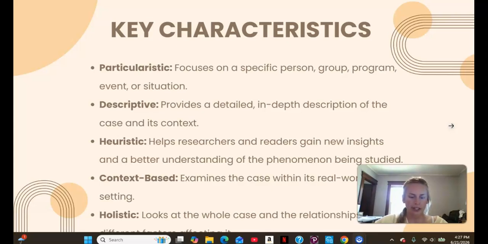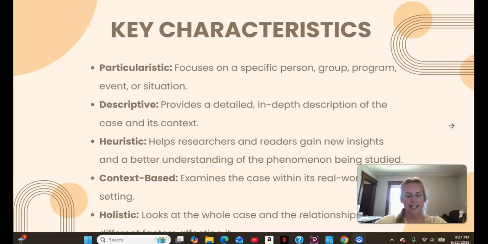Case study research takes place in a real-world setting. So instead of removing a phenomenon from its environment, researchers study it within its natural context. This helps them understand how the setting, people, and circumstances influence what is happening.